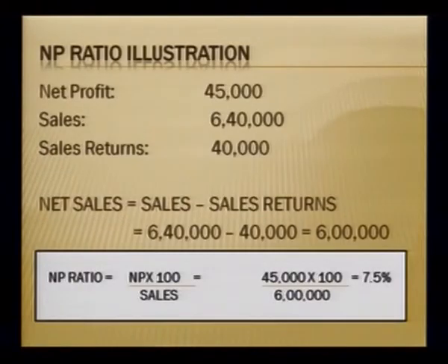Let us suppose that the net profit to the business is 45,000. The total sales made during the year are 6,40,000. The sales return have been 40,000. So now net profit is already defined to us, so we need not worry about it. Net sales would be the sales minus the sales return. So 6,40,000 minus 40,000, that gives us 6 lakh. So net profit 45,000 divided by net sales, which is 6 lakhs, multiplied by 100, and you get 7.5%. Supposing the total sales made are of rupees 100, then rupees 7.5 is the amount that finally goes to the owners.